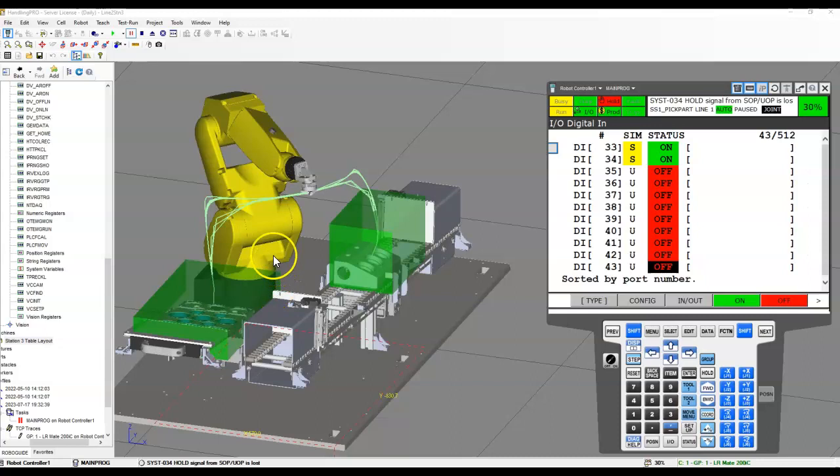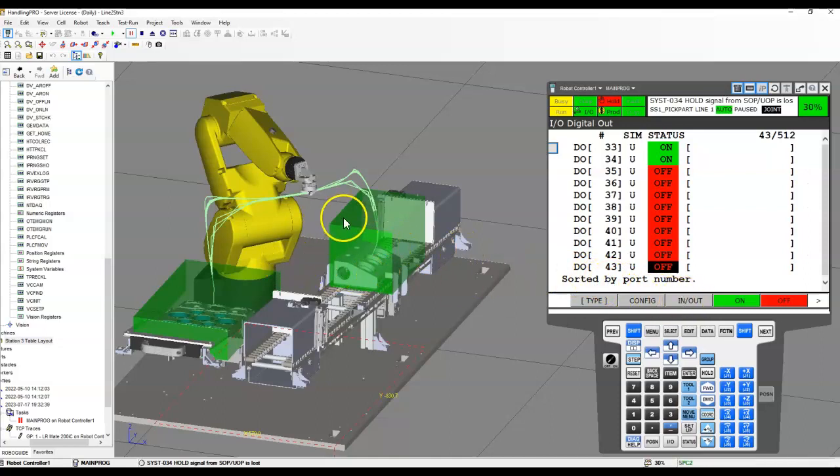So here I have created two world zones, one each around the workstations. The first one is around the workstation where the gasket is placed, and the second is around the workstation where the engine is placed. Whenever the robot enters these workstations, DOUT 33 and 34 are changed. 33 is for this world zone and 34 is for this world zone.